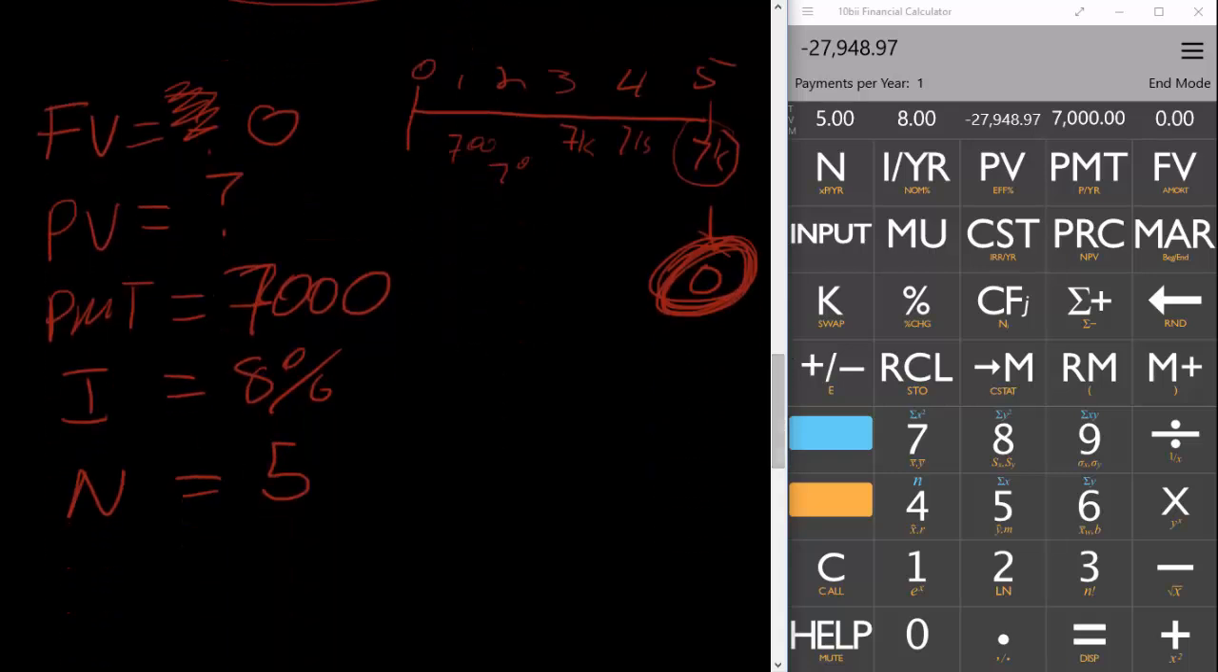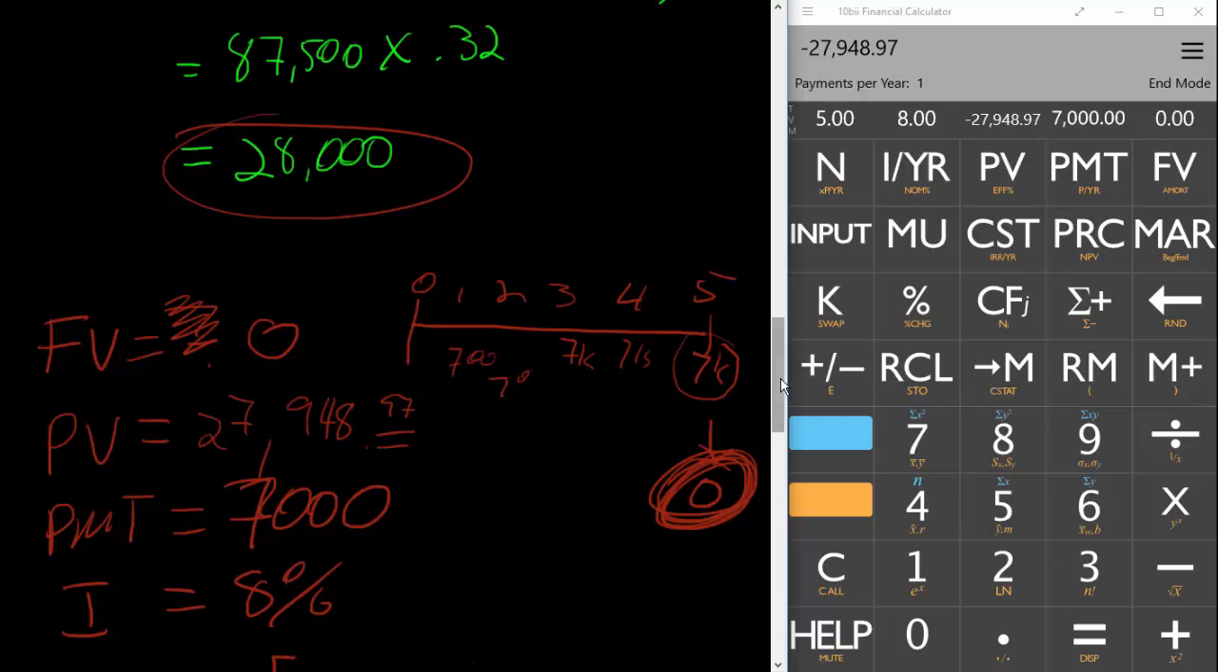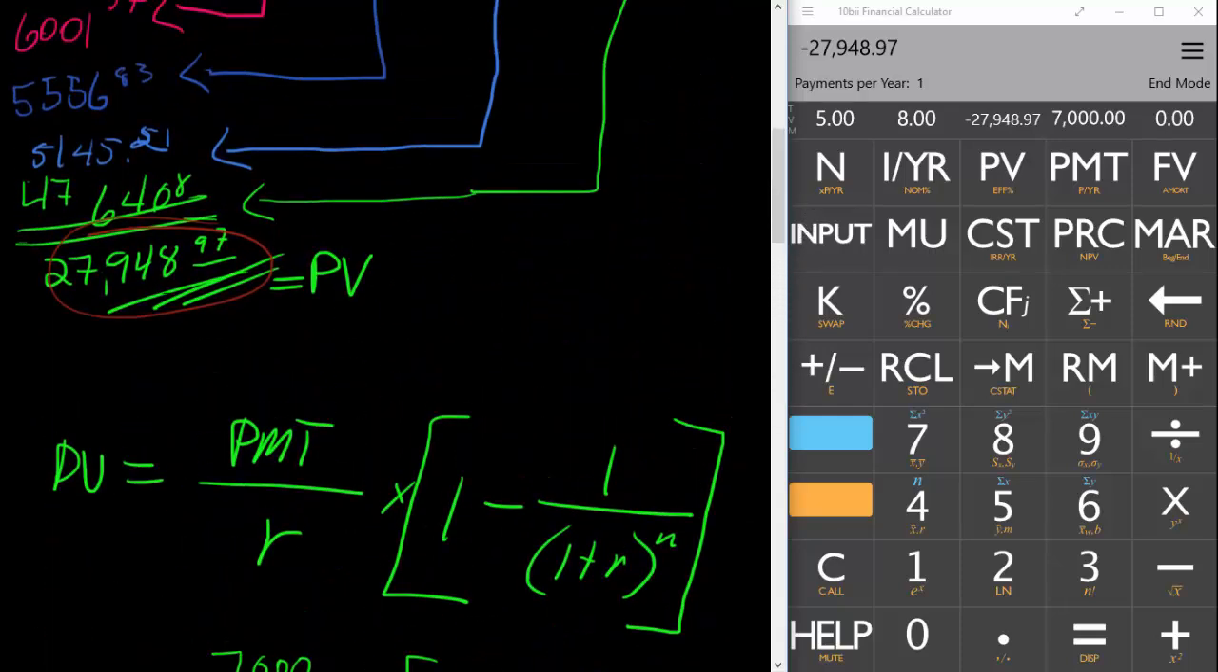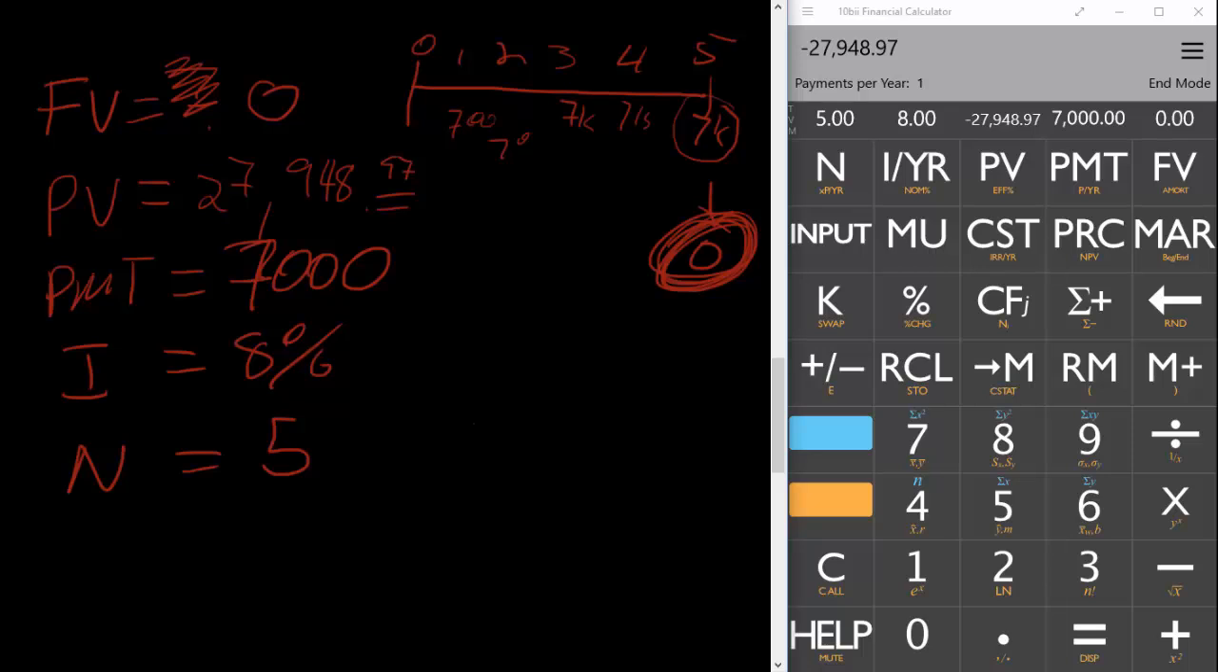Let me write it down here at the bottom. 27,948.97. So 27,949 is awfully close to this 28,000, and it's the exact same number as I did in this calculation. So that is how we use a calculator to solve an annuity. And all we're doing here is including the new payments.